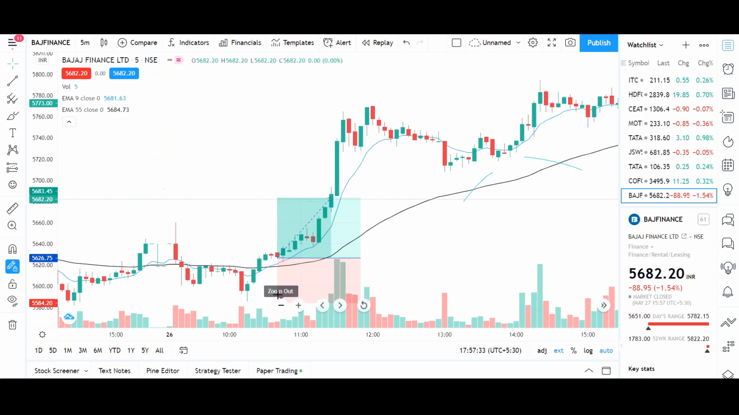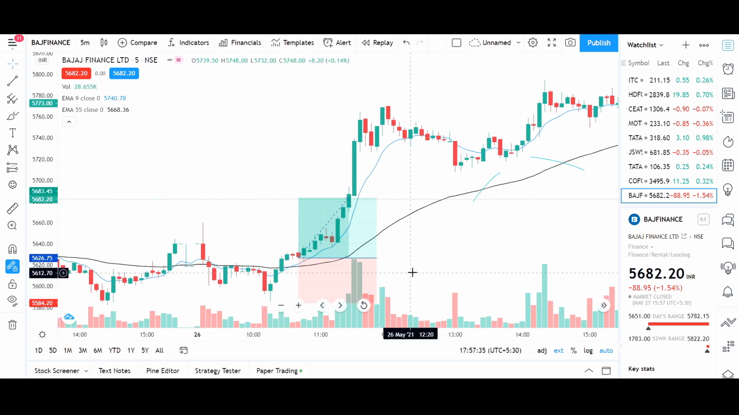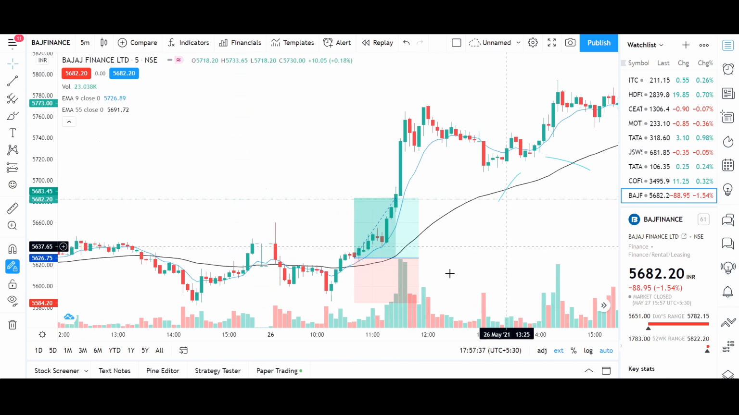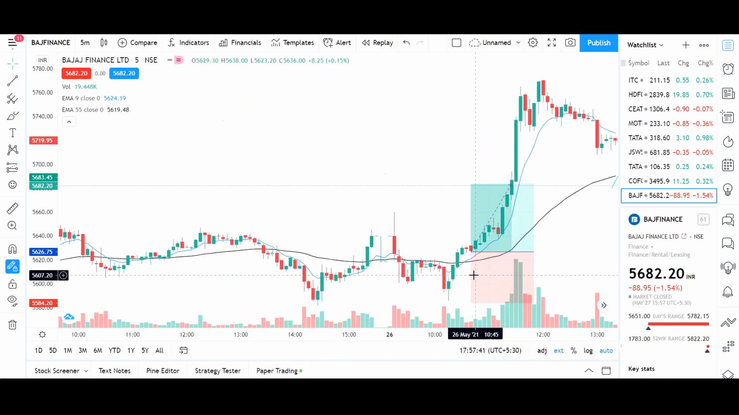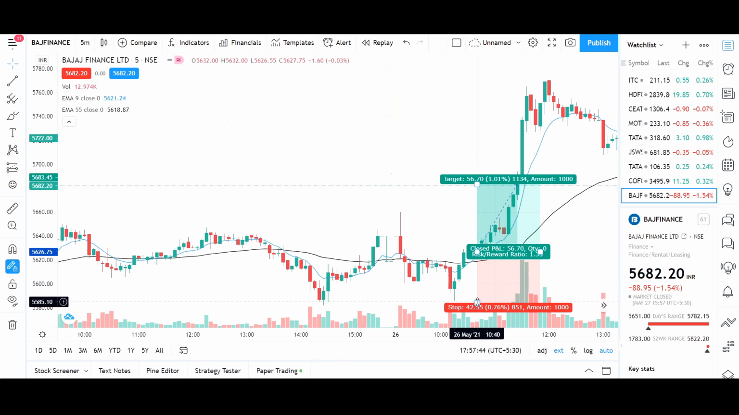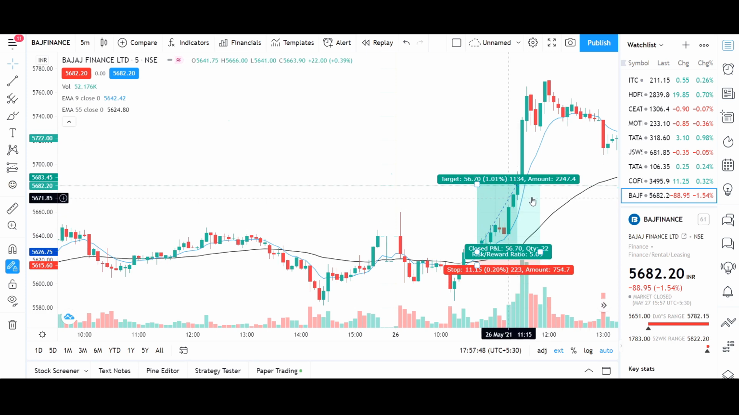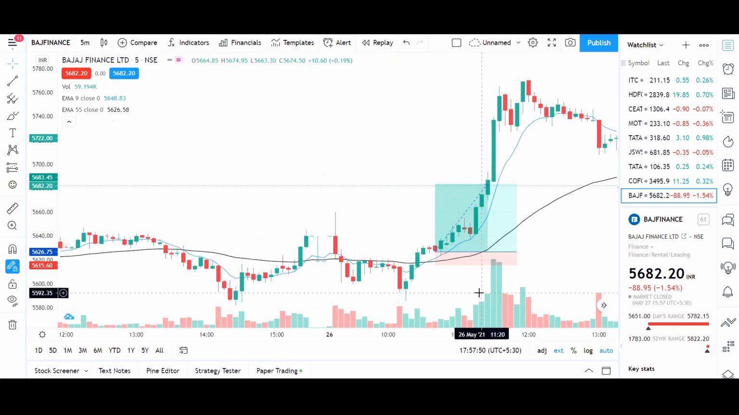And for our stop loss, we will keep our stop loss just below the 55 EMA. All right, guys, remember, we will keep the stop loss below the 55 EMA. Okay, not the 9 EMA. Don't keep it below the 9 EMA. We will keep our stop loss just below the 55 EMA.